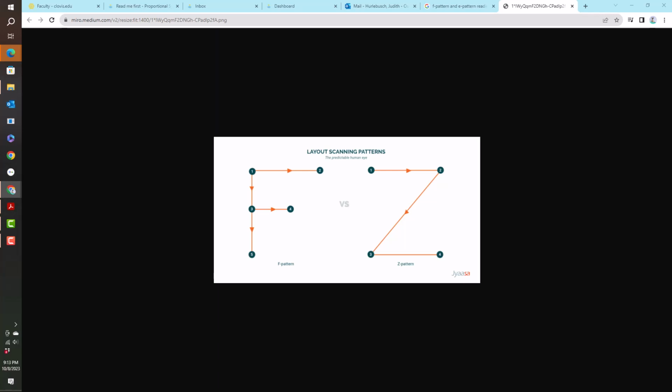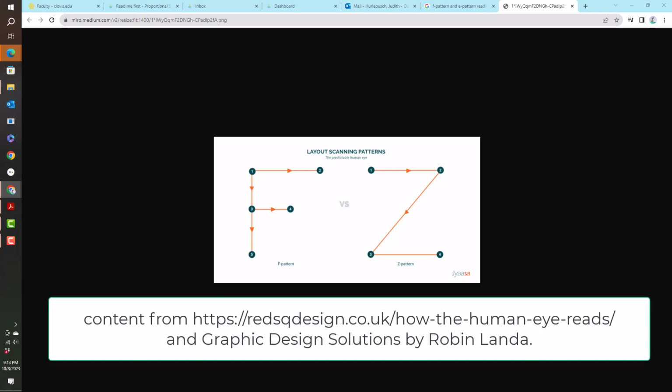Learning how people interact with design is a great way to deepen your knowledge and enhance your skill set.